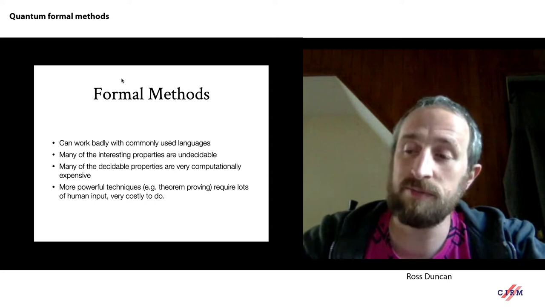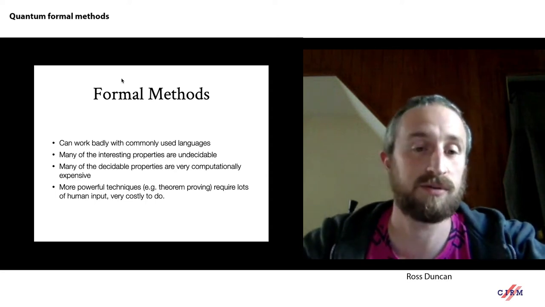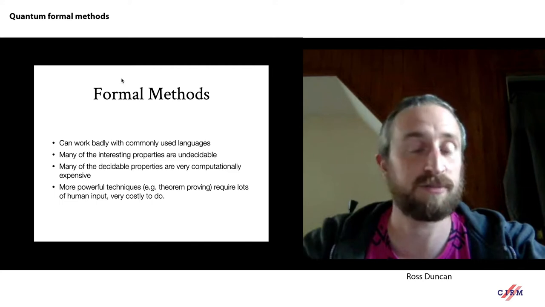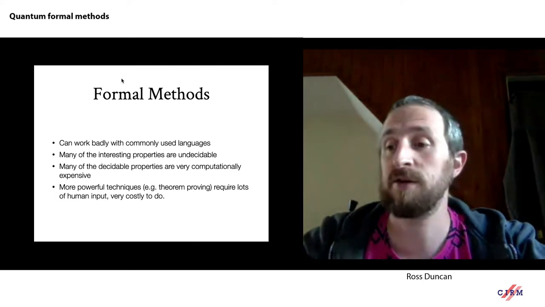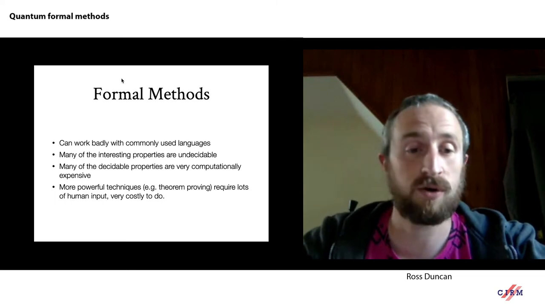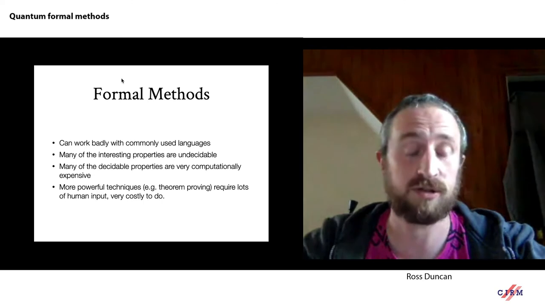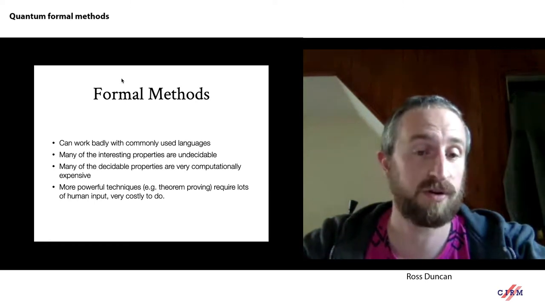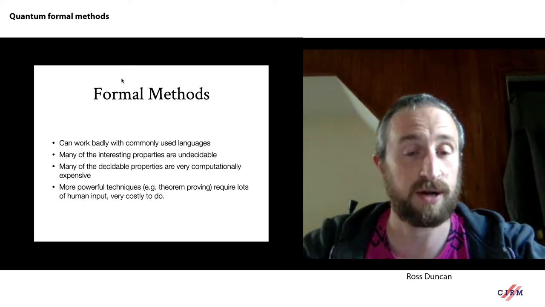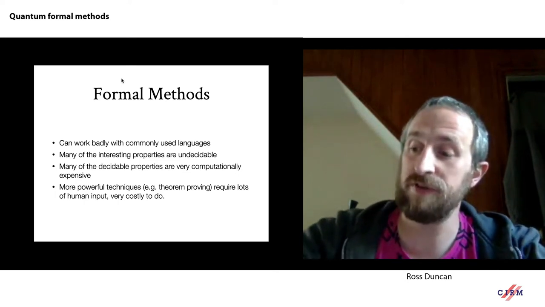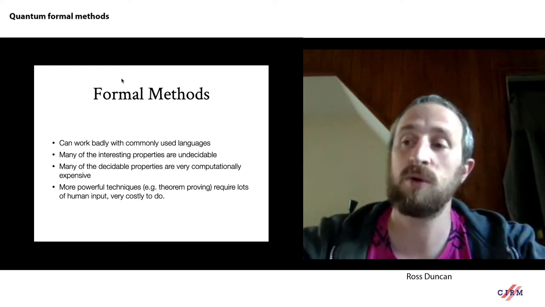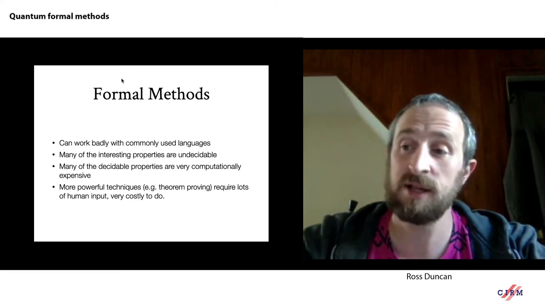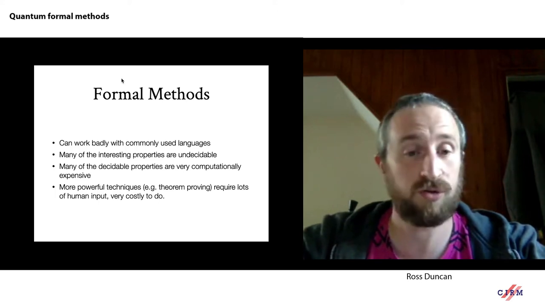Thanks to the halting problem, many of the most interesting properties we'd like to address are actually undecidable in the general case. And even when they are decidable, they can be very computationally expensive to do. In particular, if we would like to have very strong formal guarantees using theorem proving, it can require a lot of effort from the human prover to produce the proofs of correctness of the program. And so the effort in proving the soundness, the correctness of the program will often be greatly larger than the effort to write the program in the first place. And the high cost of it means that it's very rarely worth doing.